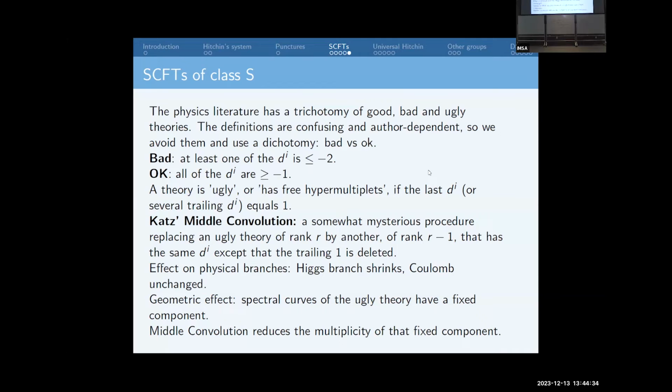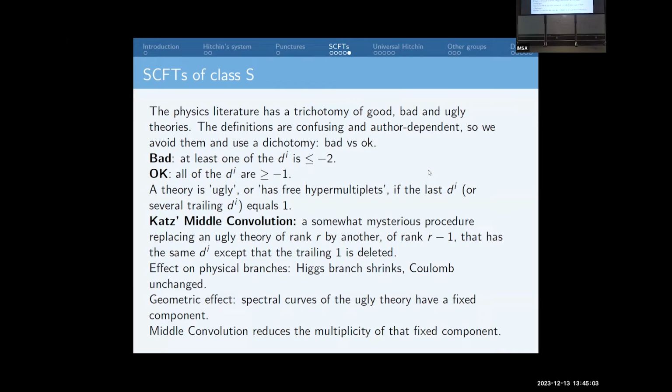Geometrically, I believe what's happening, and I haven't written that down carefully, is that an ugly theory is one in which the generic spectral curve is singular. In fact, you want to have a base component. So it's like the picture for isotone minus 1. You have something symmetric plus the 0 section.